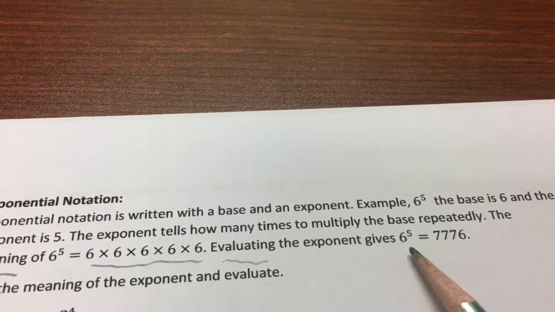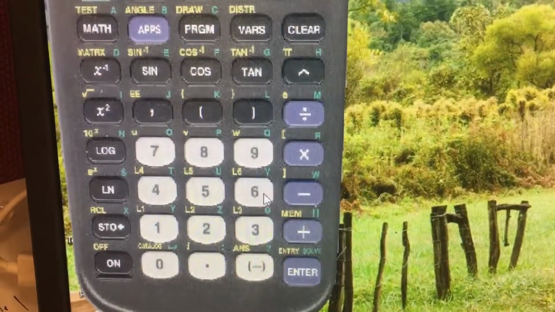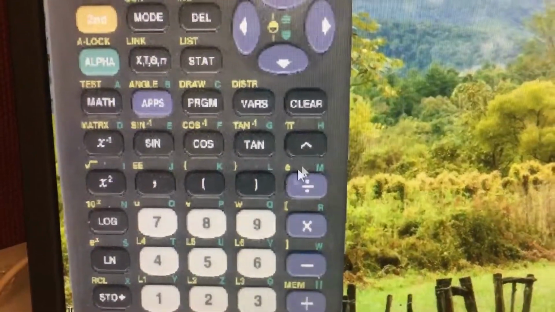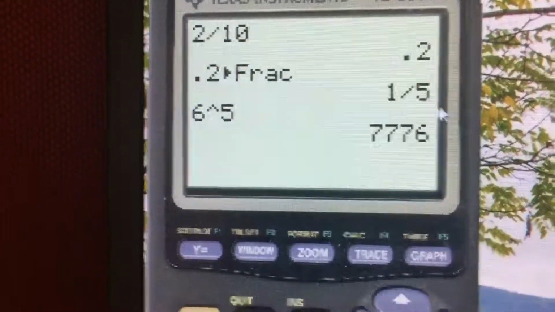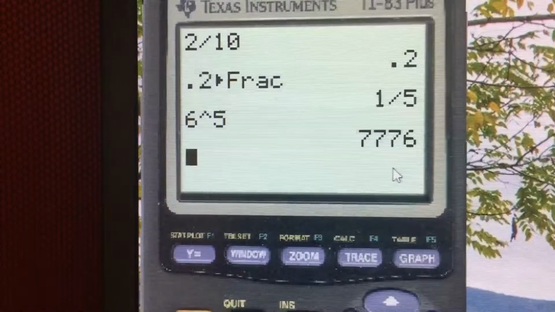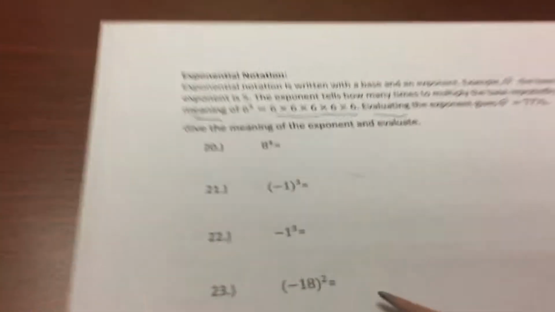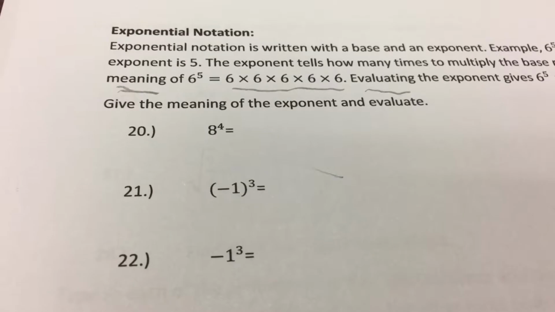Well, our calculator will do that. 6 to the 5th power. Let me show you how to do this. So first of all, I need to turn this on. I'm going to type 6. Right above the division sign does exponents. And if I want to the 5th power, I'll put a 5. So notice how it does 6 caret 5. Hit enter, and there's my answer. That would be, if you multiplied 6 out 5 times, 7776. So that's how you'll do these exponents. Give the meaning, and then give evaluate.